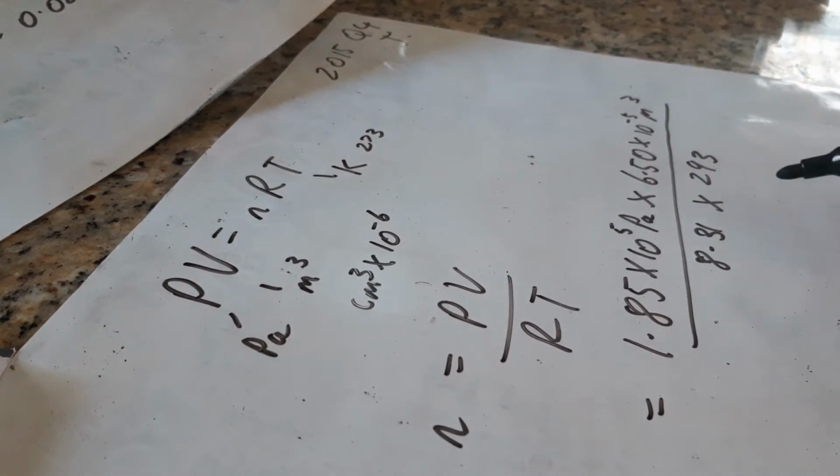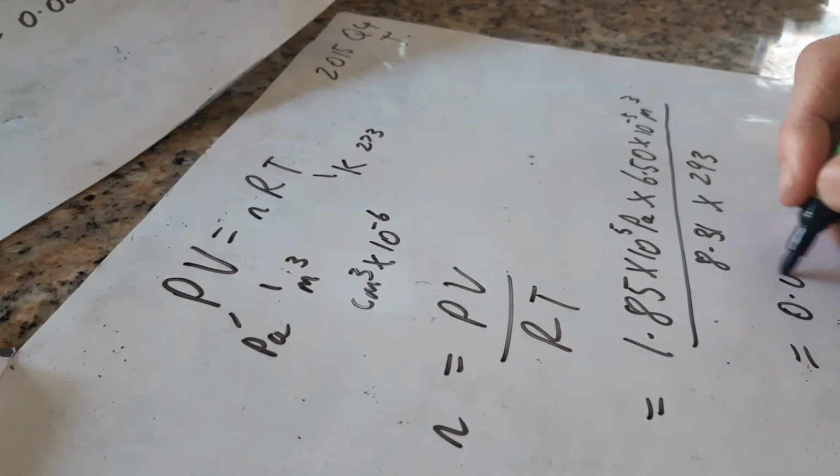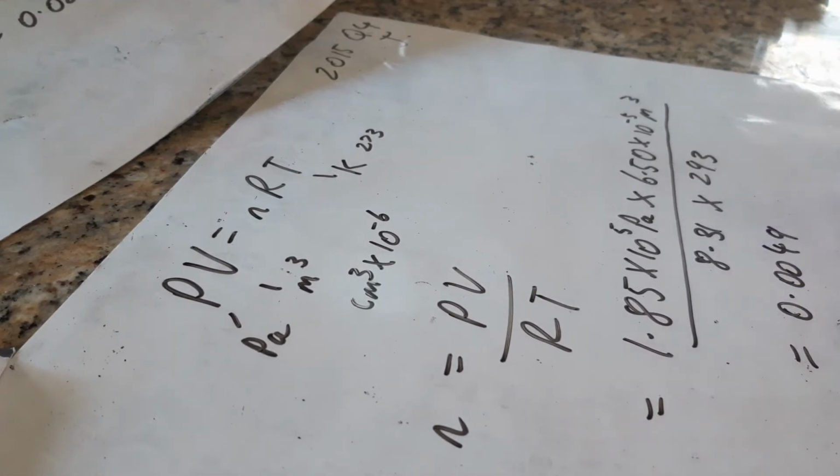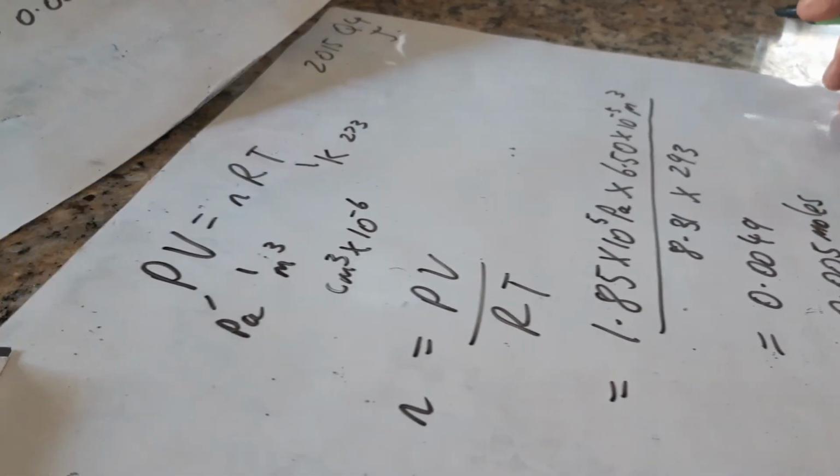They're all given. And when you put all that into your equation, what you get is 0.0049. We're going to round that to the one significant figure as it asked, which is 0.005 moles. Is that okay?